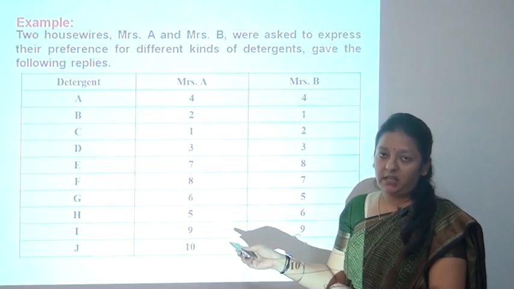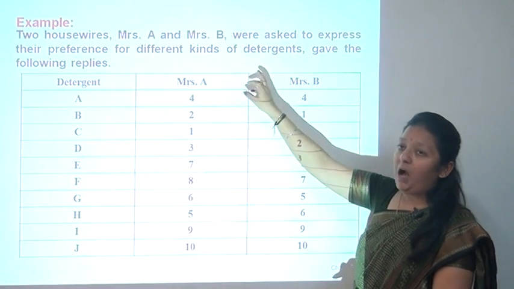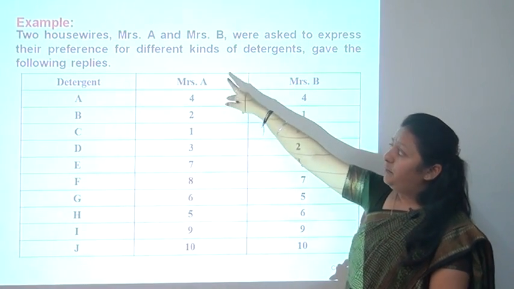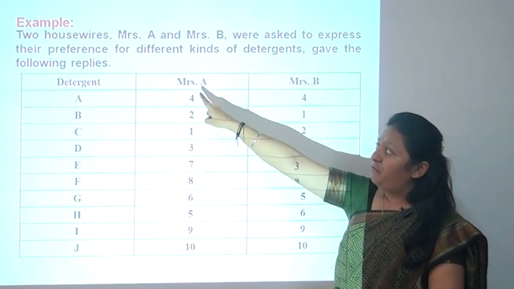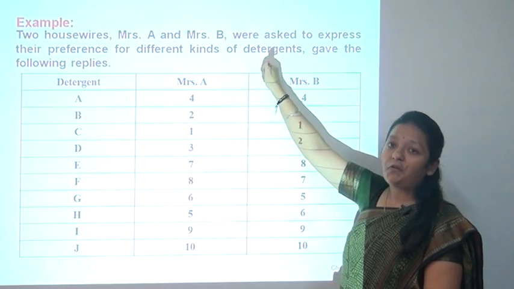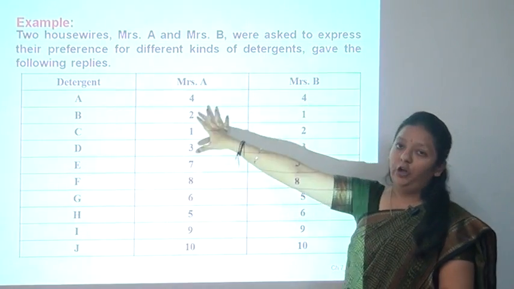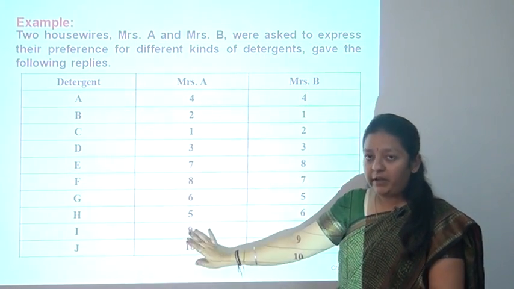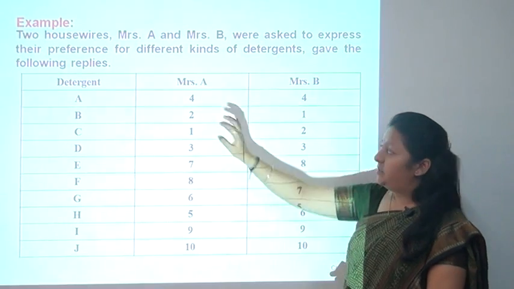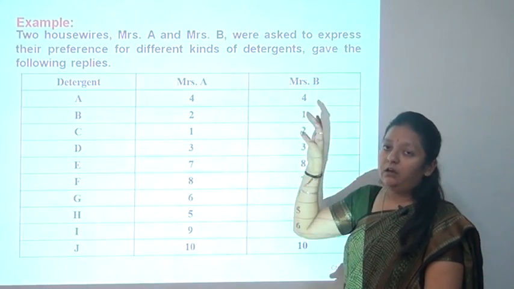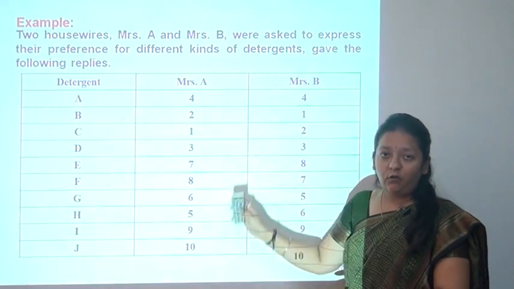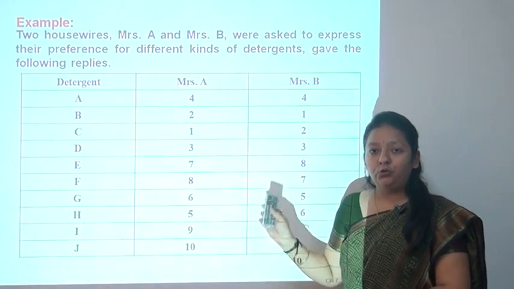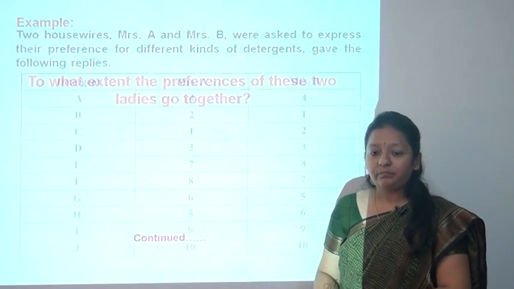Here is an example where two housewives, Mrs. A and Mrs. B, were asked to express their preferences for different kinds of detergents, and gave the following replies. These are the replies given by Mrs. A and Mrs. B with respect to the detergents they are using. The ranks have already been given for both variables A and B.